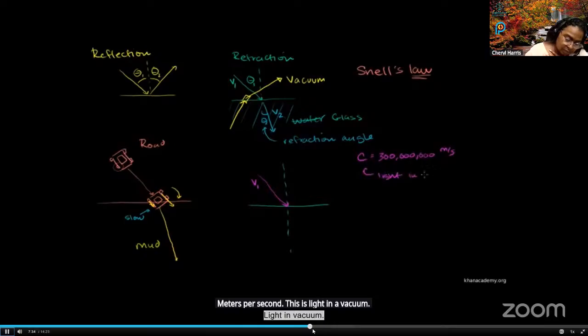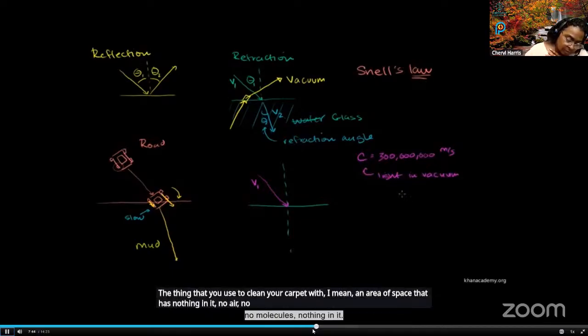Light in vacuum. And I don't mean the thing that you use to clean your carpet with. I mean an area of space that has nothing in it. No air, no gas, no molecules, nothing in it. That is a pure vacuum, and that's how fast light will travel. Now it's traveling really fast there.